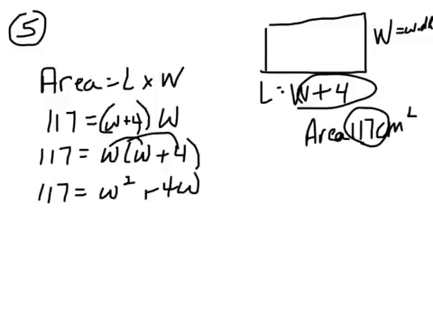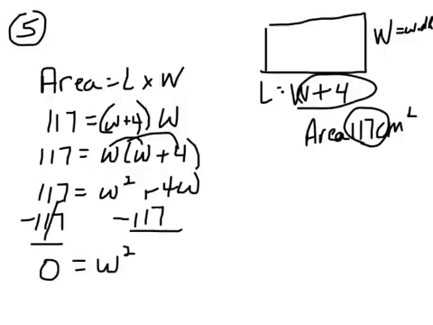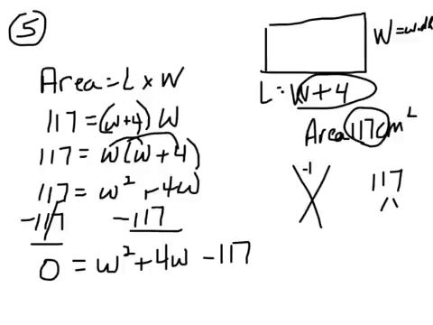So let's get all the terms on one side. Let me subtract the 117 from both sides. And I get 0 is W squared plus 4W minus 117. Now, I've got to figure out how to factor this. We're trying to see what multiplies to give us negative 117 and adds to give us 4. Let me think.